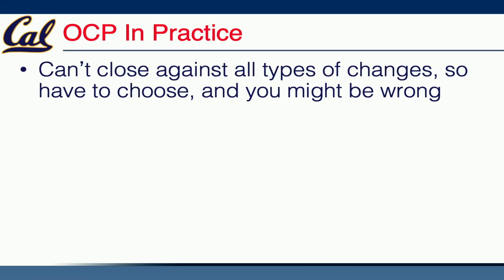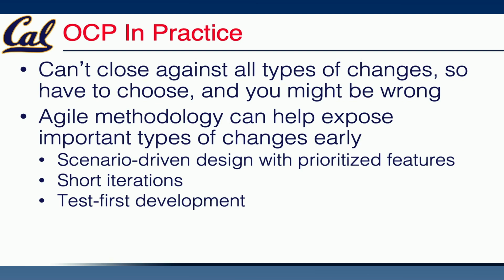In practice, with the open-closed principle, you can't close against all types of changes. You have to choose at some level what is the interface between a particular class and the rest of the world. It is impossible to see into the future everything that you might want to do, but our goal is to be strategic in how we choose what types of changes we want to expose. In our agile world, the goal is not to build for every possible future operation, but to give ourselves the ability to change when we need.